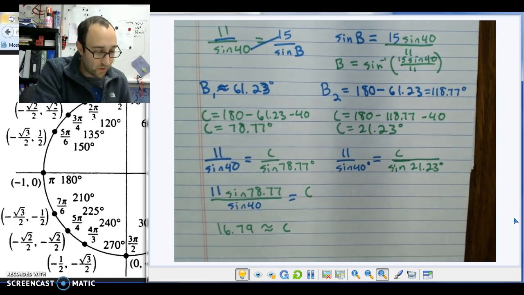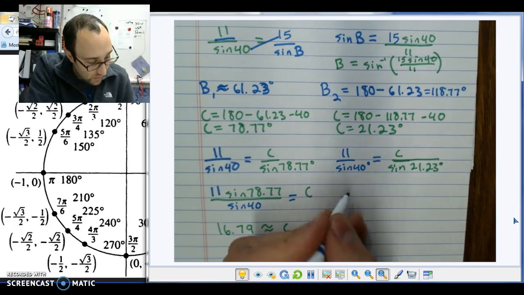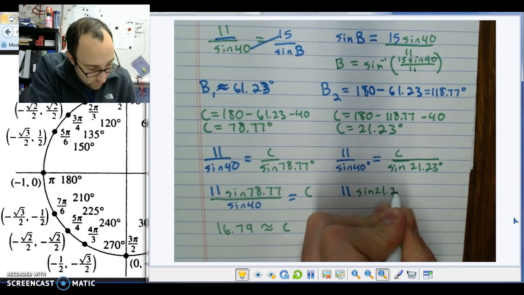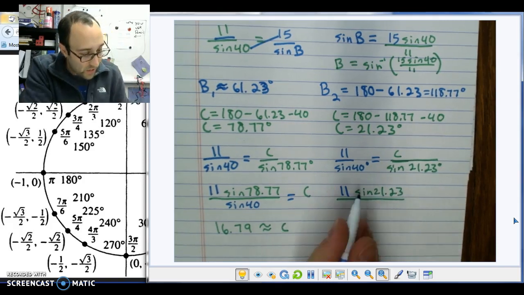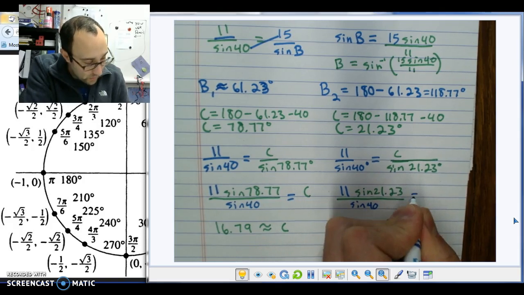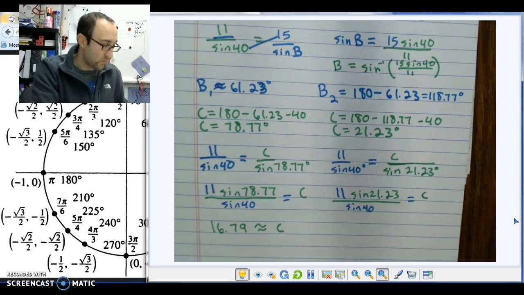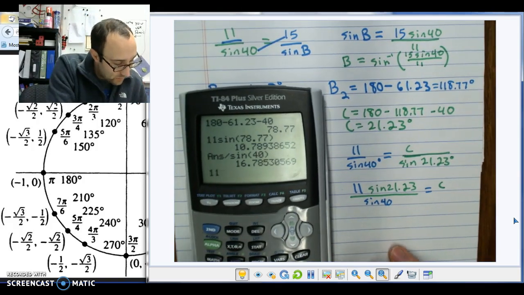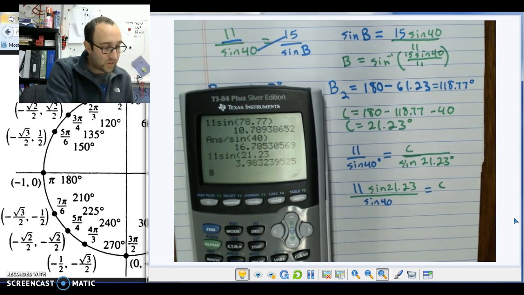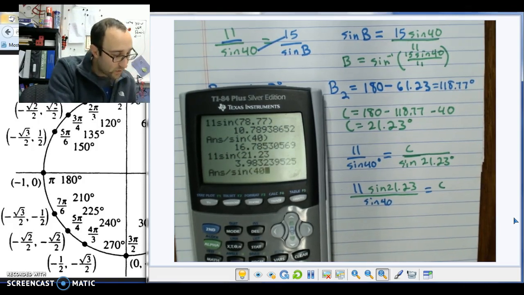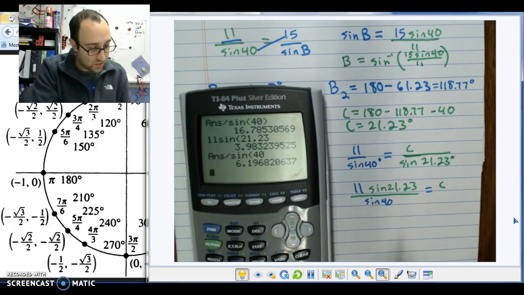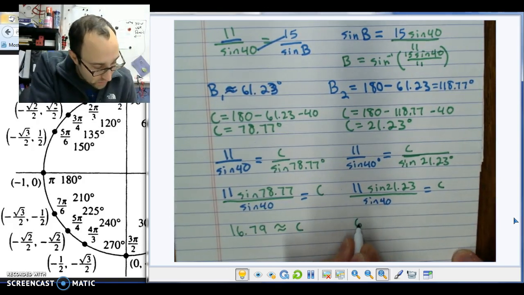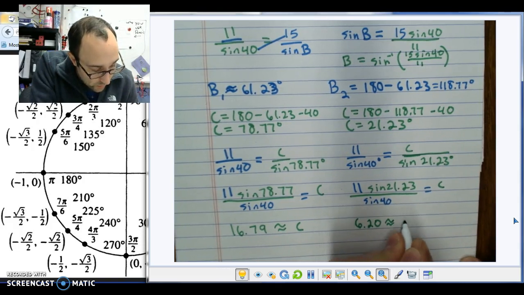If we go back here, let's just multiply by sine 21.23. And you should get 11 sine 21.23 all over sine 40 is going to equal C. Alright, good. Now let's just plug that back into the calculator. We get 11 sine of 21.23. Get that answer divided by sine of 40, and we should get an answer for C to be 6.20 if we round up. So 6.20. You can say 6.20 is about equal to C.